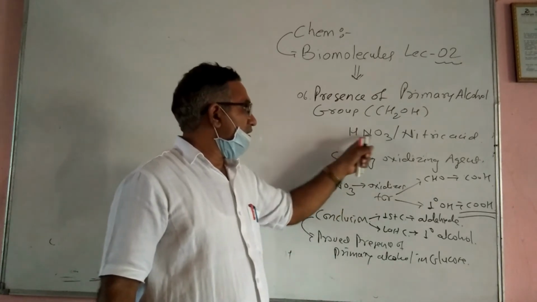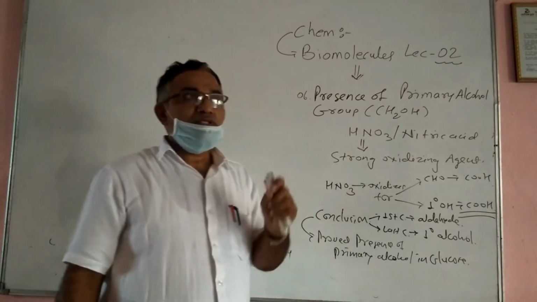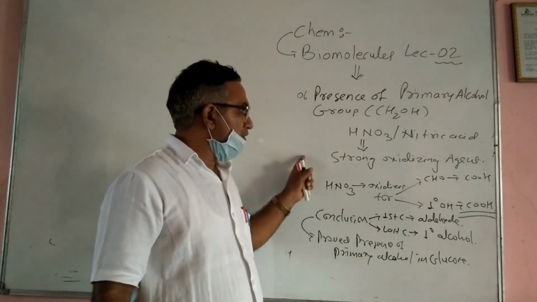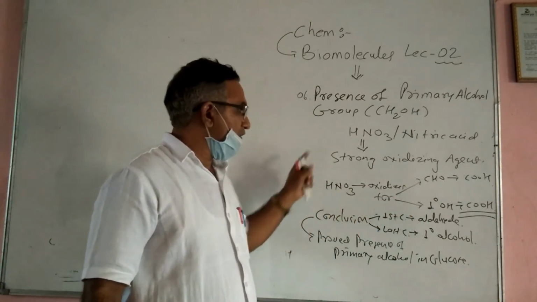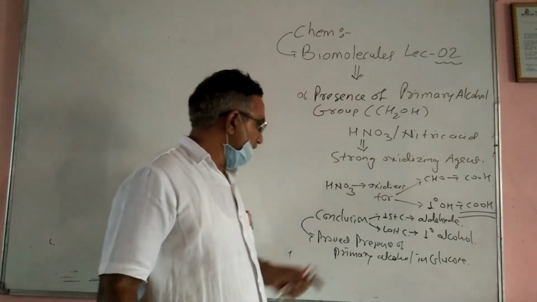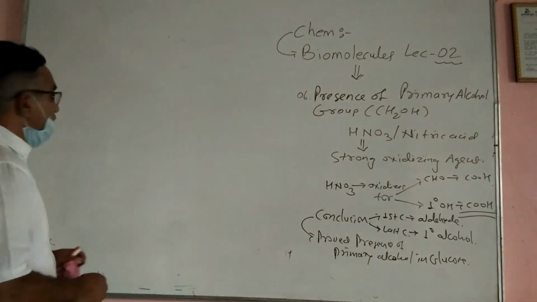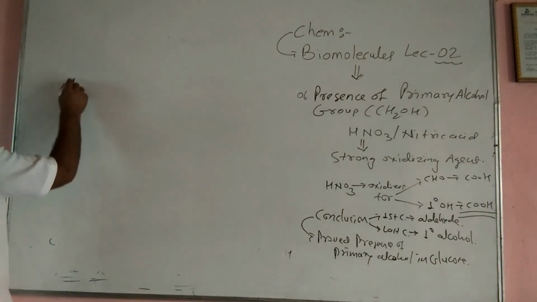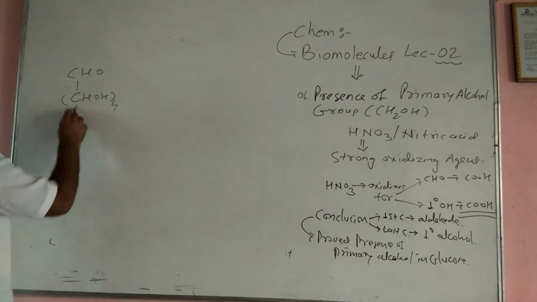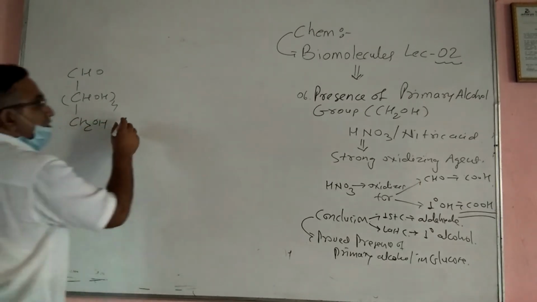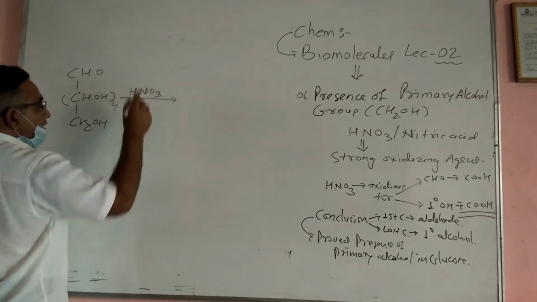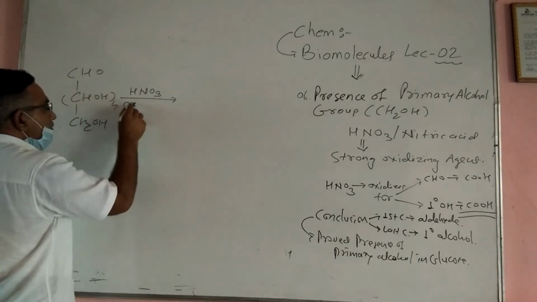It means the nitric acid does not oxidize the secondary alcohol groups, and oxidizes only the carbonyl group in the form of aldehyde, as well as the alcoholic group in the form of first degree alcohol. That's why you have to use nitric acid and perform the reaction on glucose. Suppose this is the glucose, so you take it as usual, CH2OH, and then you perform the reaction between glucose and this nitric acid.